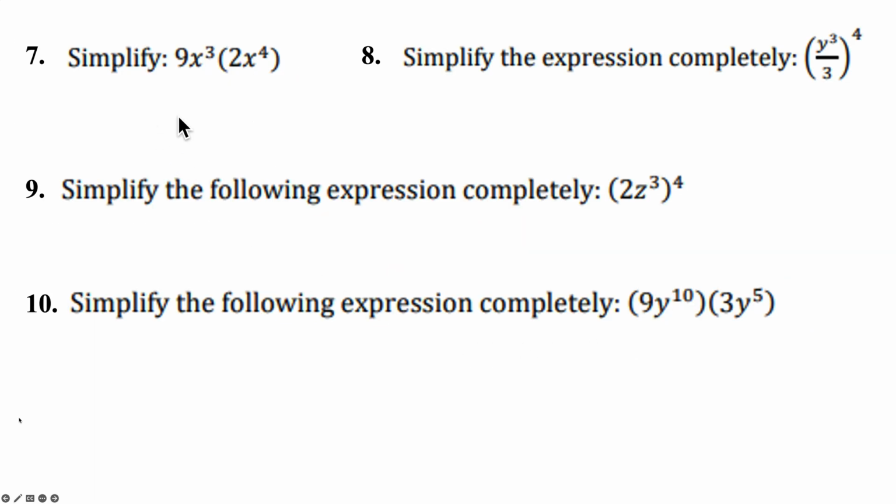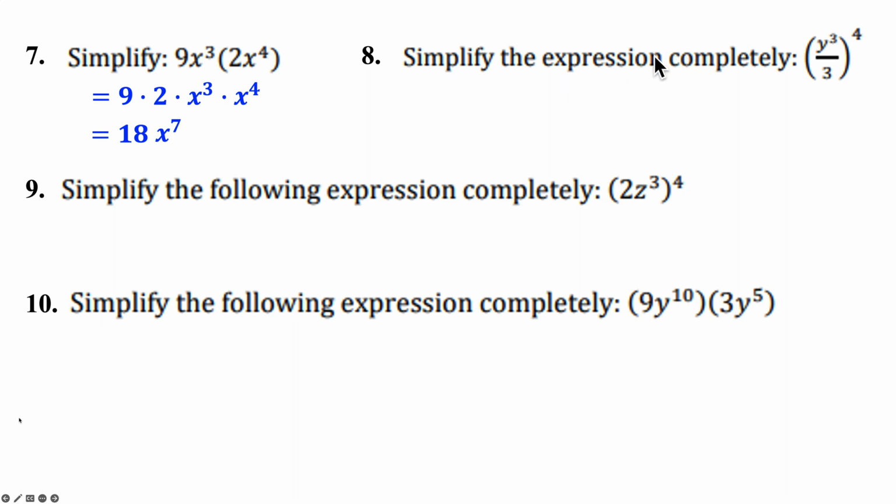All right, simplifying. Here we have 9x cubed times 2x to the 4th. So like we saw earlier, think about bringing the coefficients together. 9 times 2 is 18. X to the 3rd times x to the 4th. I'm multiplying like bases. Add the exponents 3 and 4 to make it x to the 7th.